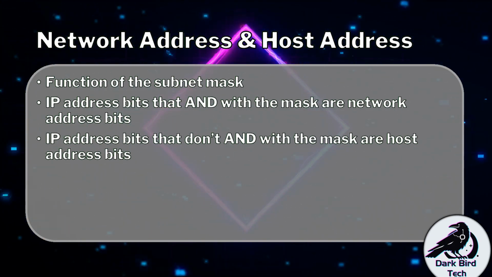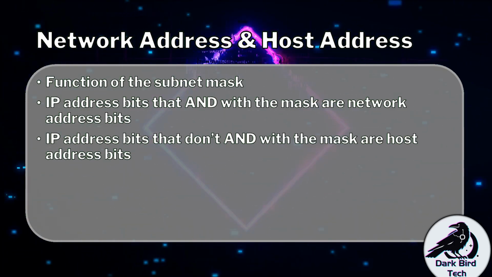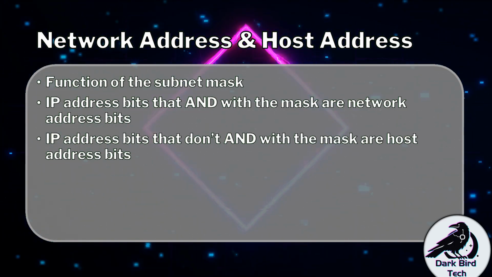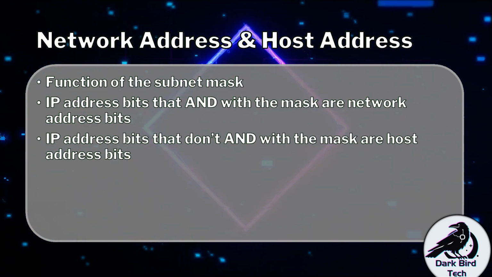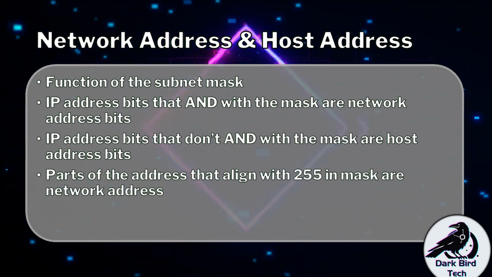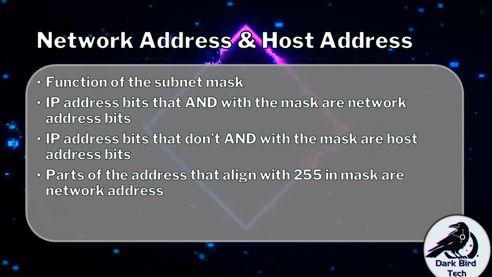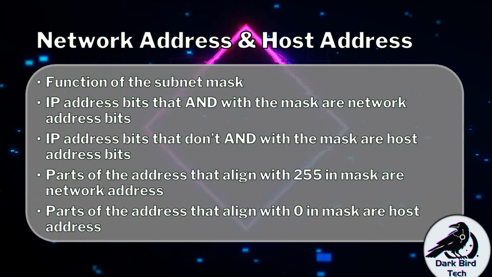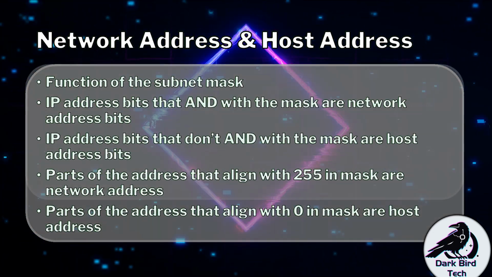Now the AND I've got written there, it's a binary arithmetic operator. You don't have to worry too much about it, but it is a term you might see used to describe how the subnet mask interacts. Basically what it means is that the parts of the address that align with the 255 in the mask are part of the network address, and the parts of the address that align with the zeros in the subnet mask are part of the host address portion.